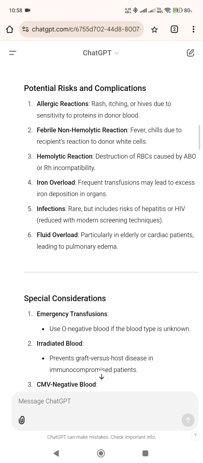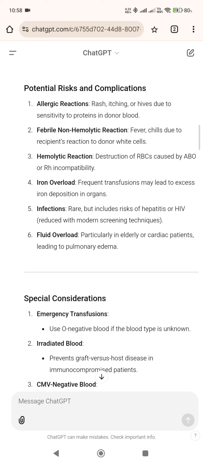4. Iron overload: frequent transfusions may lead to excess iron deposition in organs. 5. Infections: rare, but includes risks of hepatitis or HIV, reduced with modern screening techniques. 6. Fluid overload, particularly in elderly or cardiac patients, leading to pulmonary edema.